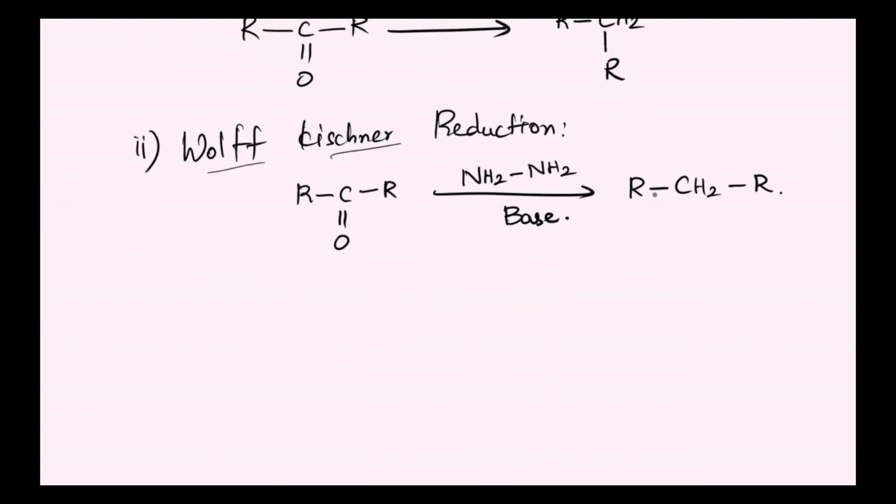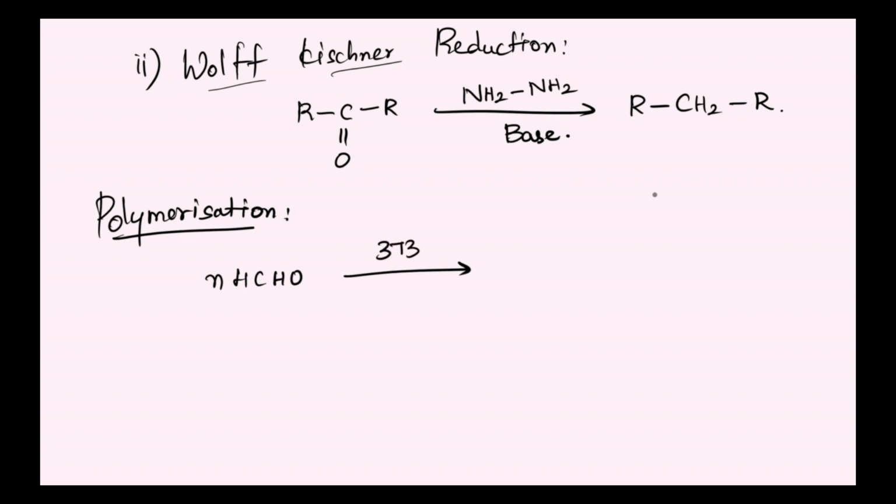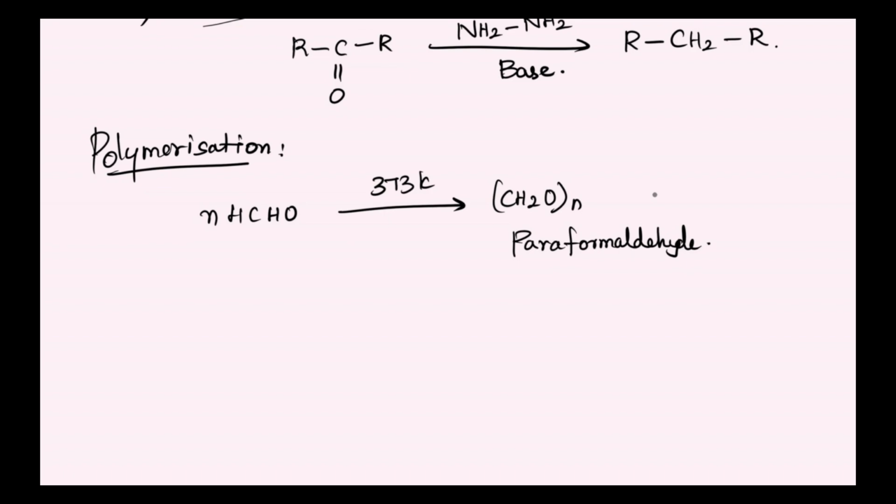Okay, then the next reaction, that is polymerization. Polymerization, we very well know about that. What is new in here is, we know the polymerization of hydrocarbons. Here we are talking about aldehydes. I am taking formaldehyde at high temperature 373 Kelvin, which is producing paraformaldehyde. Okay. Another important reaction is that I am taking 3 moles of acetaldehyde, treating it with concentrated sulfuric acid.